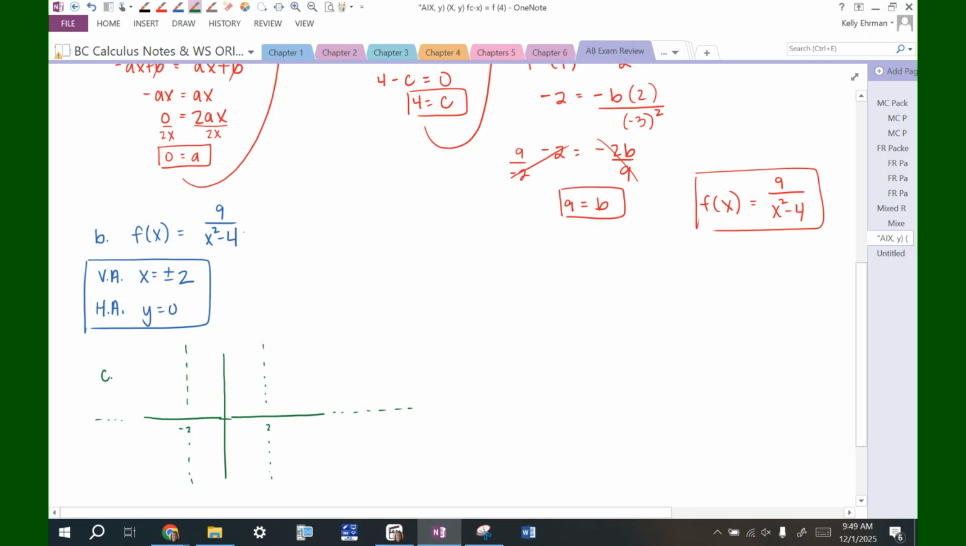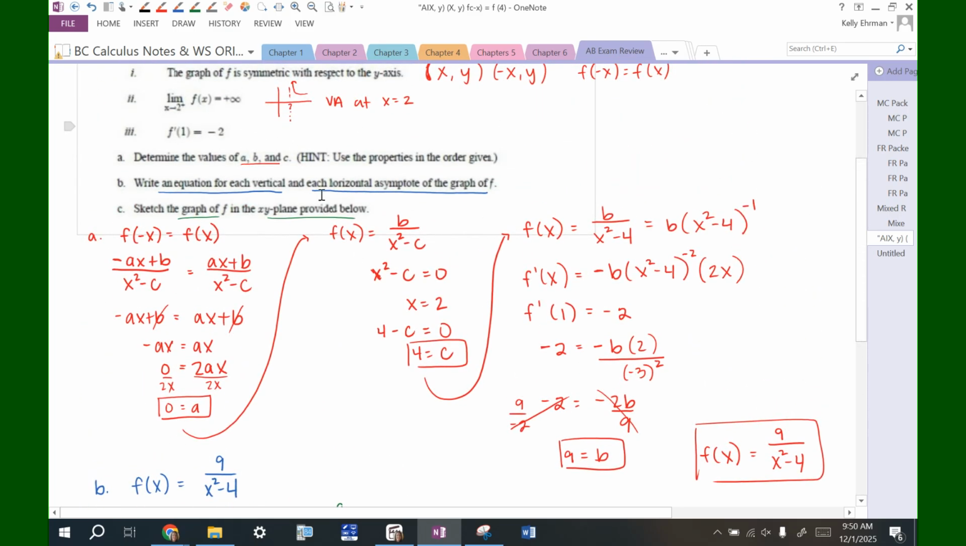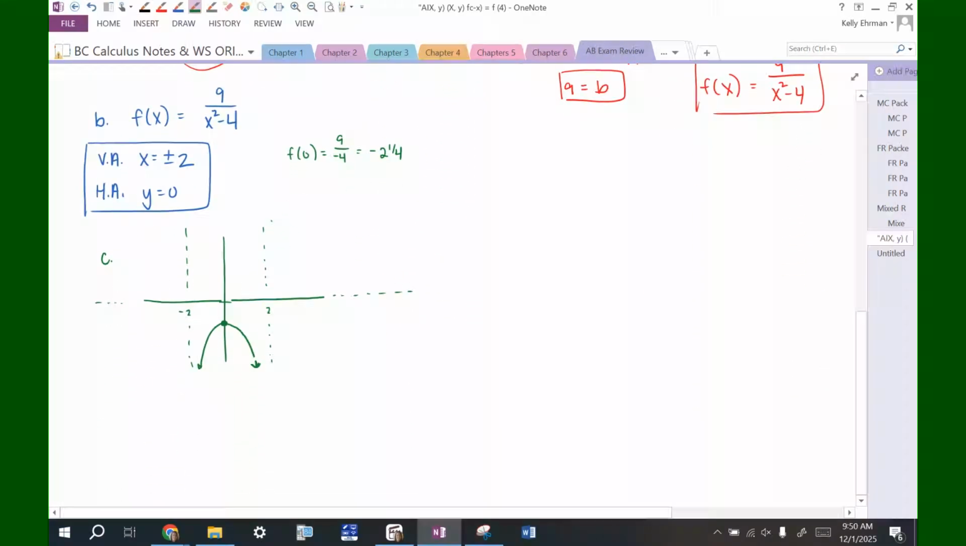All right, and let's get some points on this. So there are no x-intercepts. The y-intercept, f of 0, would be 9 over negative 4, which is negative 2 and 1/4, right? So about down here. And because there are no x-intercepts, since there's no x in the numerator, f of x is never equal to 0. I know this opens down. We were told that the limit as x approaches 2 from the right is infinity, so I know this branch is up here. I'm not really going to plot any points on it.